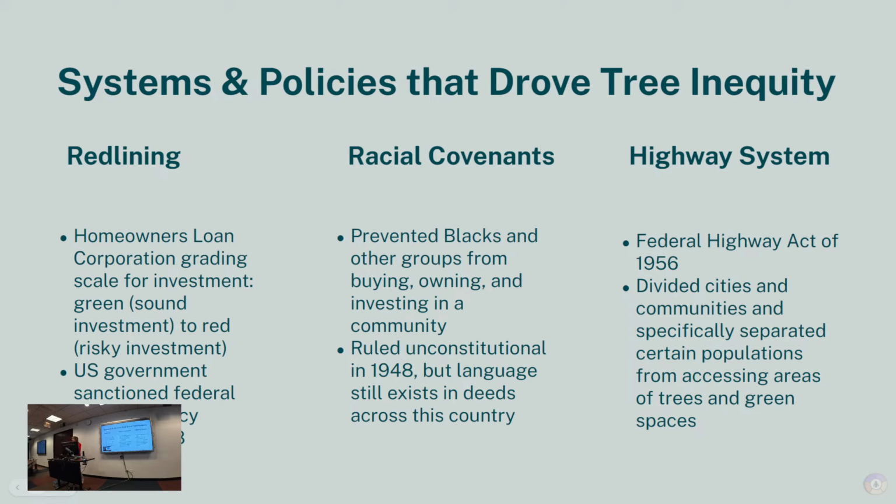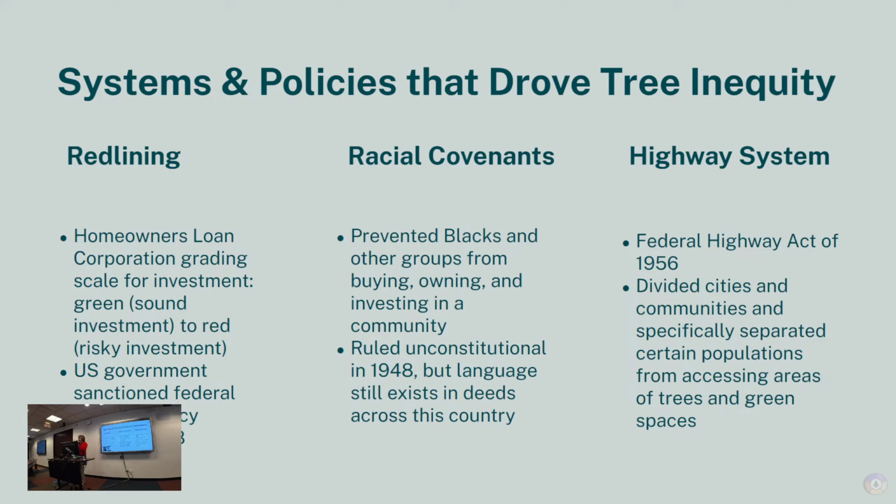Racial covenants, which prevented Black people from owning land and then investing in the land. It was ruled unconstitutional in 1948. There are deeds across this country, tens of thousands of them, that still have that language in there saying that a Black person cannot own this land or cannot resell it.